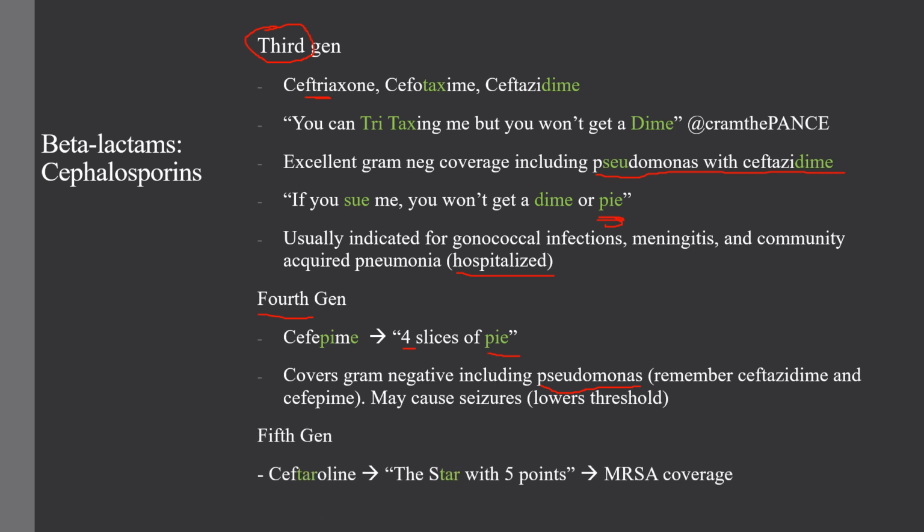And then we got our last gen, which is the fifth generation, which is ceftaroline, the star with five points, and has MRSA coverage.